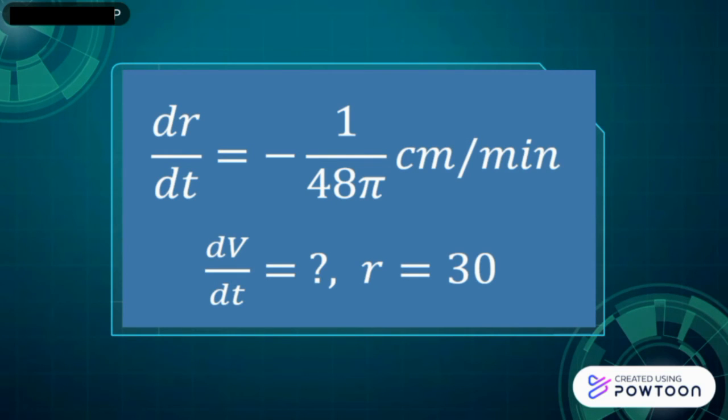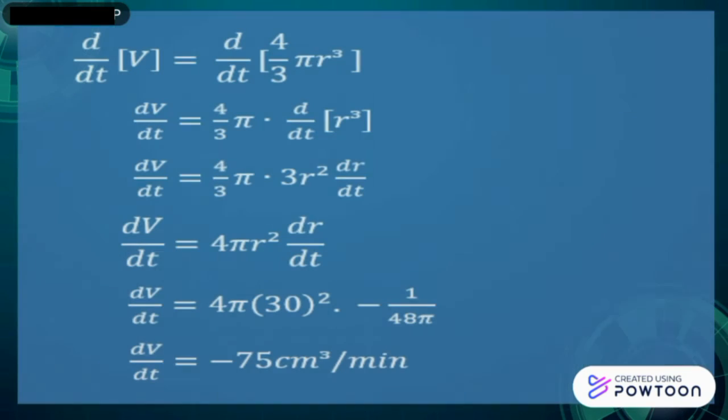Now the second part of question number 2. Given the value of V is equal to 4/3 πr³, put it into the equation. Bring the constant 4/3 π to the front and multiply it with the derivative of r³ with respect to t. Simplify the equation and we will get 4πr² dr/dt. Then substitute the value of r and dr/dt into the equation. Therefore, we will end up with dV/dt equal to negative 75 cubic centimeters per minute.